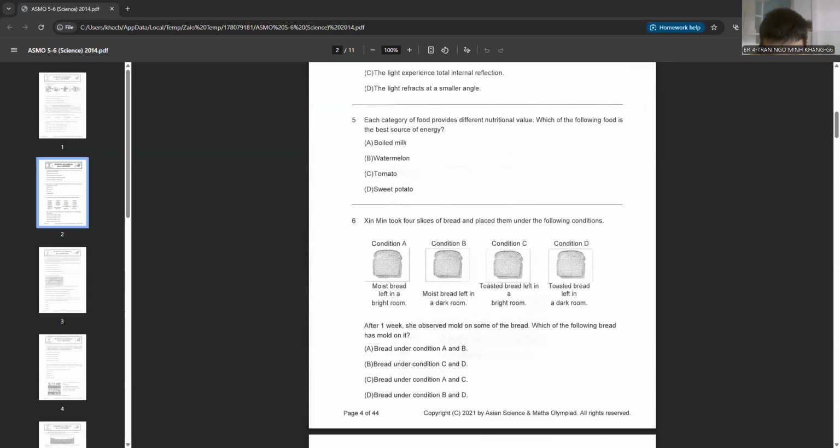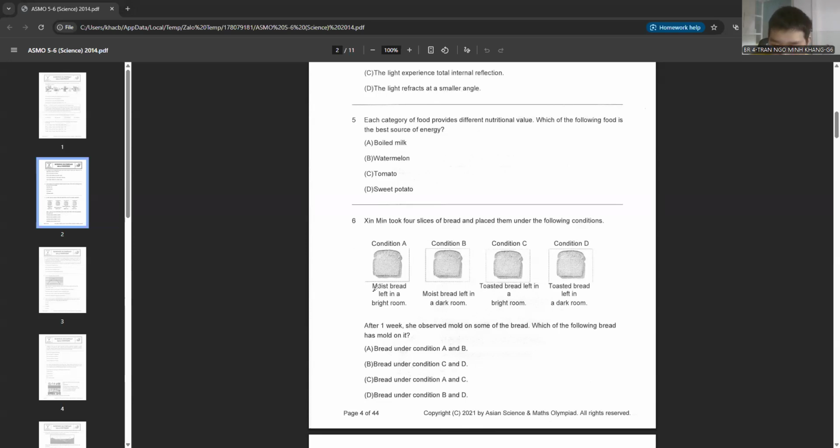Now, Xingming, I believe, took 4 slices of bread and placed them under the following conditions. After a week, she saw that some of the bread had mold. Now, which of the bread has mold? That is the question here.